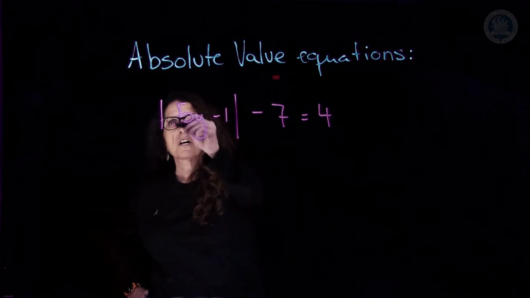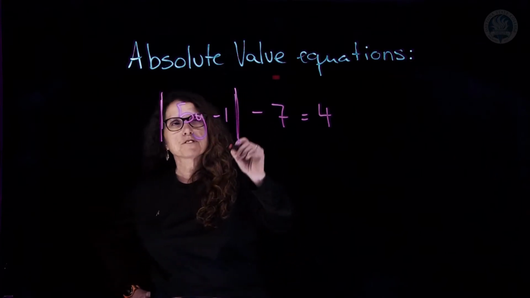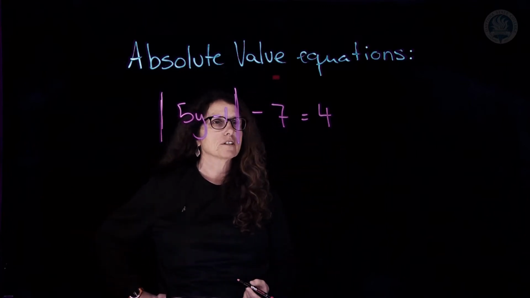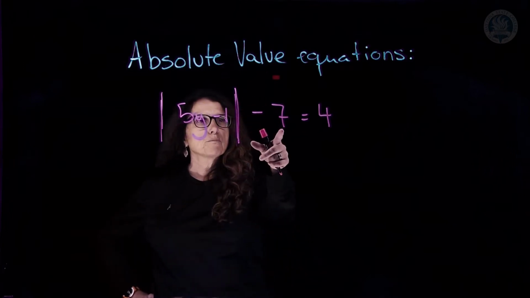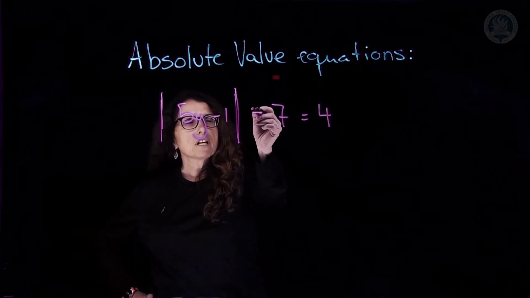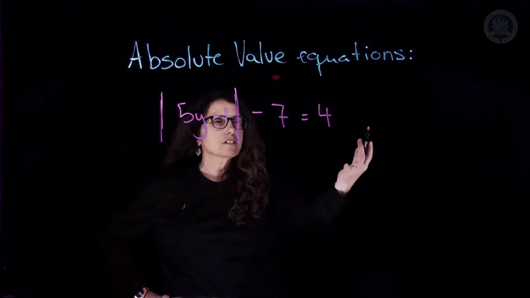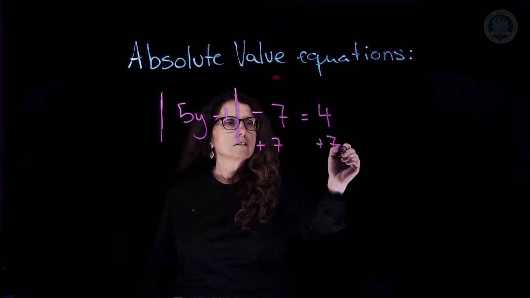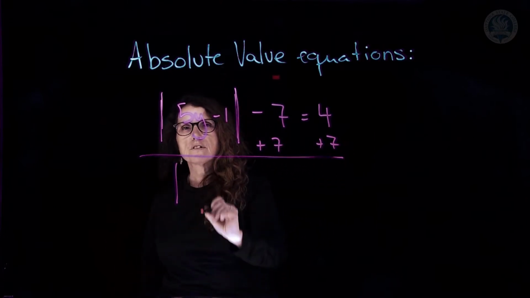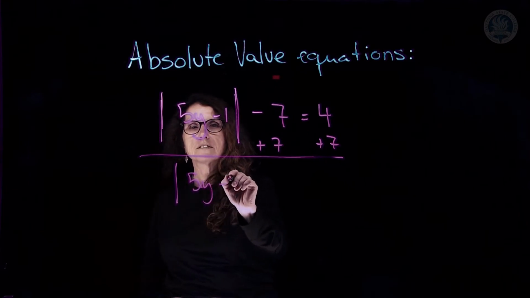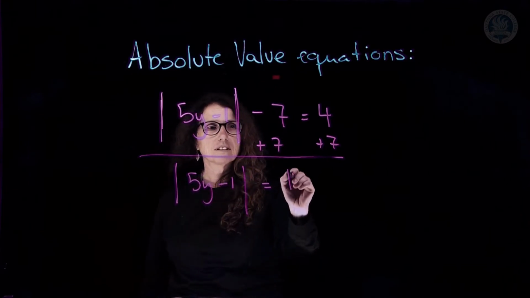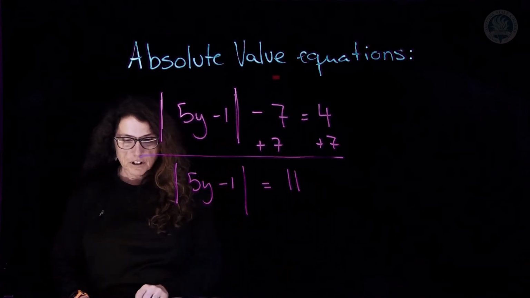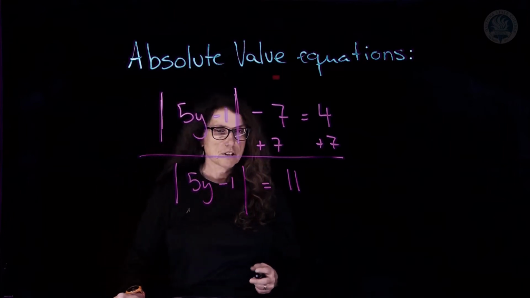In other words, the expression that has the absolute value has to be isolated by itself on either side of the equation. So for us to make this happen, we have a minus 7 here, the 7's got to go. It's got to go to the other side. We're adding 7. That leaves me with the absolute value of 5y minus 1 equals 11.